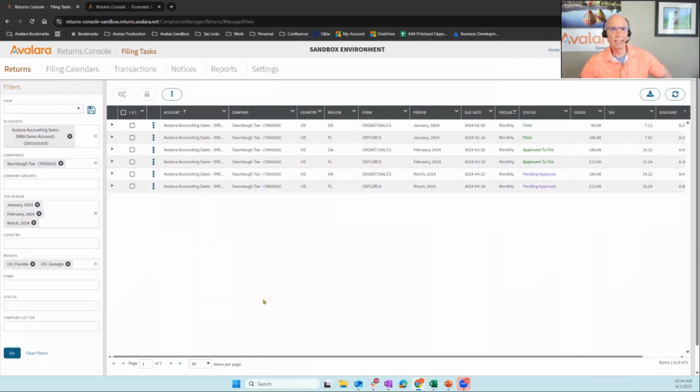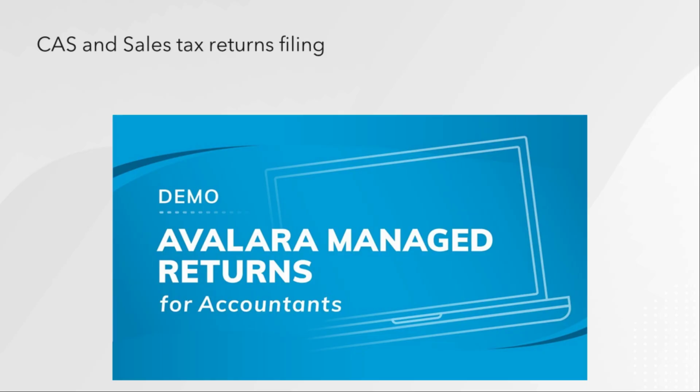In here, when you first log in, and I'm hoping I didn't time out yet, this is where you can see the main dashboard. Now, I've got it set up really specifically for what I want to show you, but this is where you can actually see all the returns that your clients want you to file.